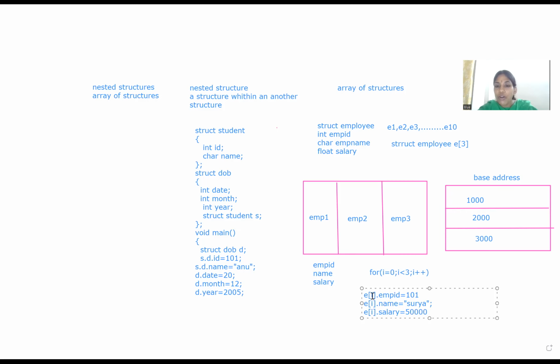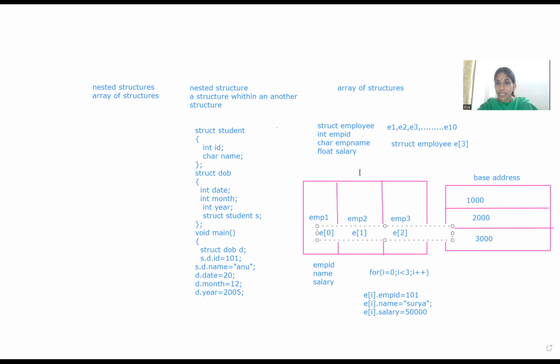So this E of i is what? The index value of the records. Our array size is E of 3, the array size is 3. The index value always starts from 0. So the first record is E of 0, the position of the employee 1 record. Next, second one: E of 1. Next: E of 2.